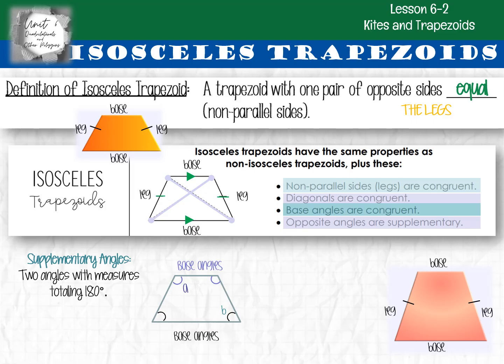Let's see, opposite angles are supplementary. So there's another property. We already know consecutive interior angles between the two bases are going to be supplementary, but now opposite angles like A and B are going to equal 180 degrees.